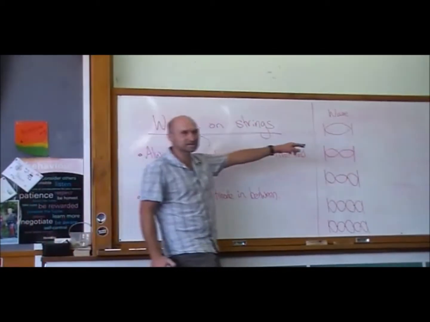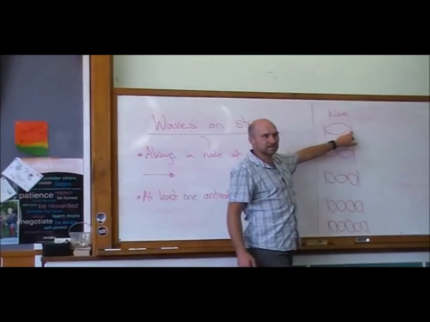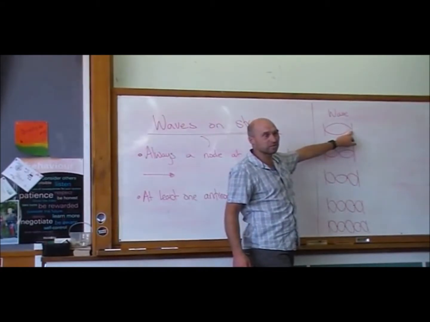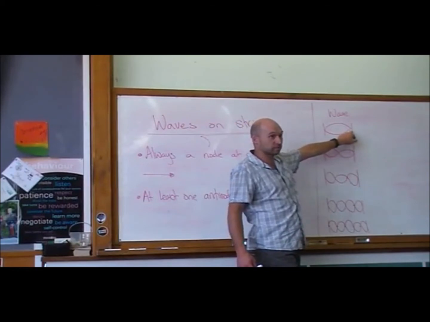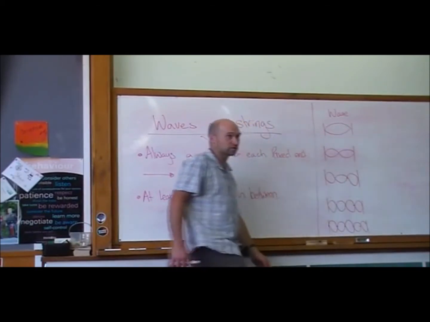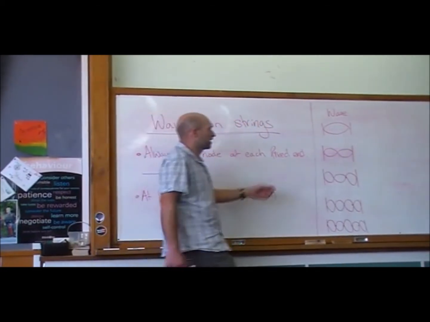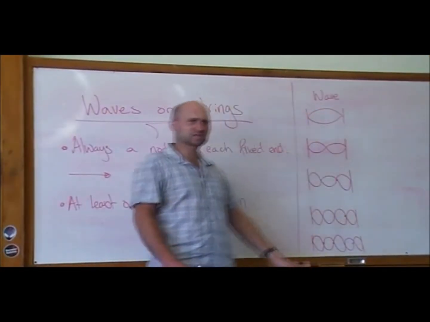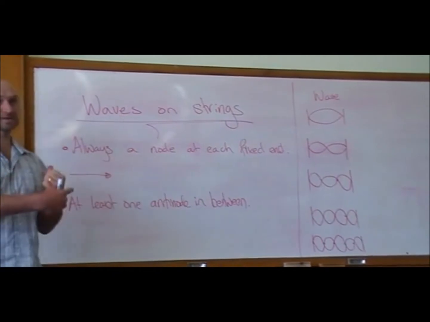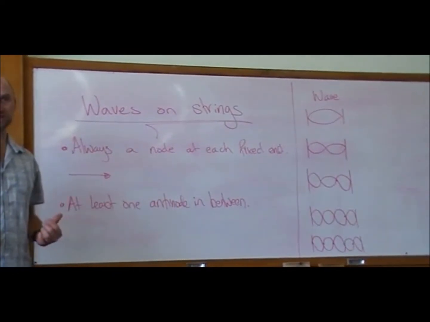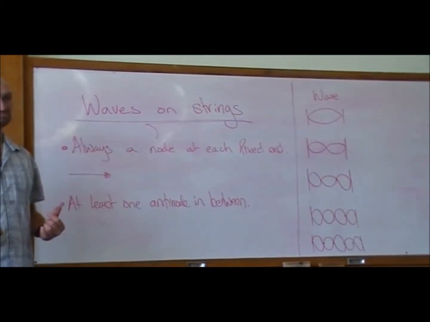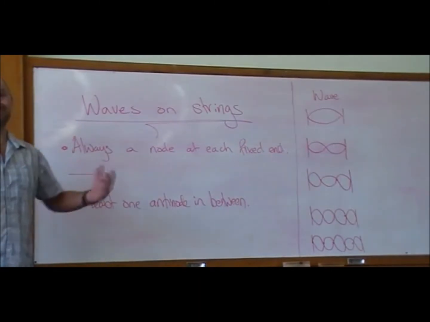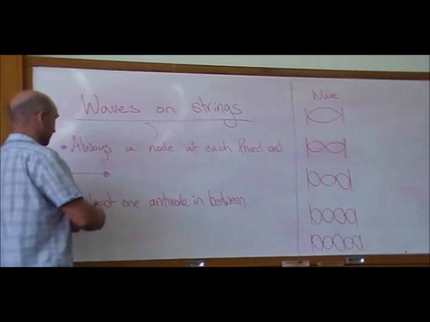And that means that always at the fixed end, no matter what, there's going to be a node, because the incident wave is always going to interfere destructively with the reflected wave. And somewhere in the middle we have to have at least one antinode, and that's where the reflected wave and the incident wave are interfering with each other constructively.